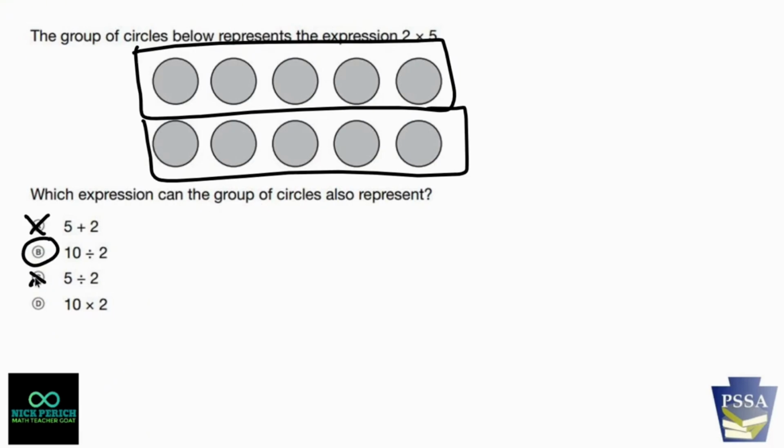C doesn't really make sense. And D would be me saying I have 10 groups of 2. That doesn't really work either. So B is the only one that works here.